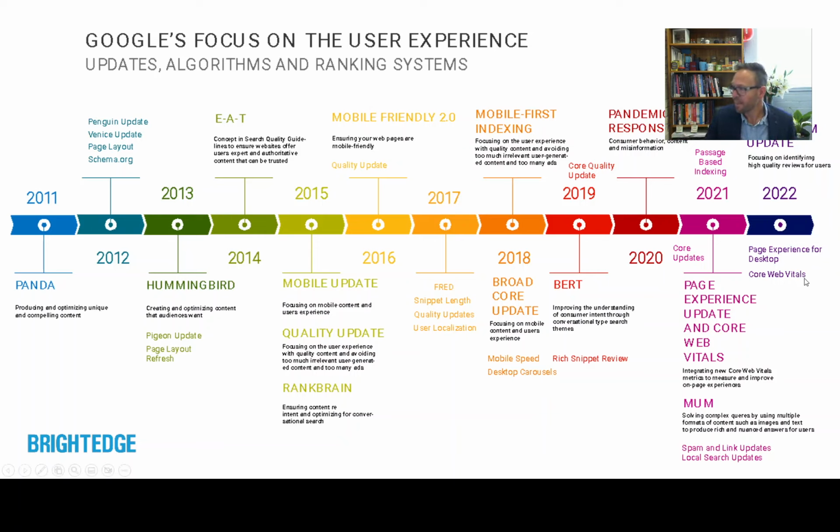So they could just map that across different cities when they're having outbreaks based on Google search terms. Then we've got the passage-based indexing, page experience update, and core web vitals. This is sort of the back end of what's going on there. And the product algorithm update, focusing on identify high-quality reviews for users. And we haven't really had a chance to talk about that much yet, user reviews. We're going to talk about that going further on into digital marketing.